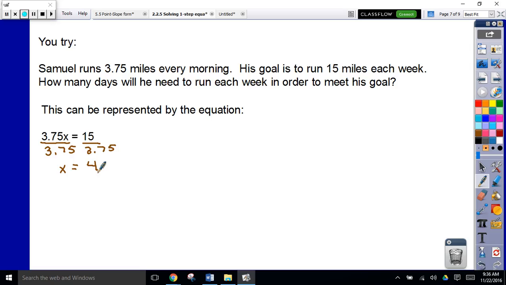And at this point, I'm going to give you the equations. When we get to two-step equations, we'll really be working a lot on how to write the equations.